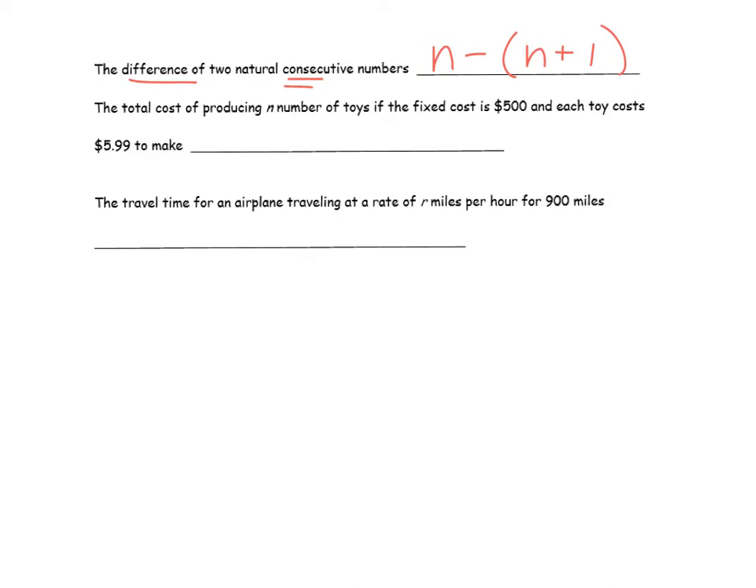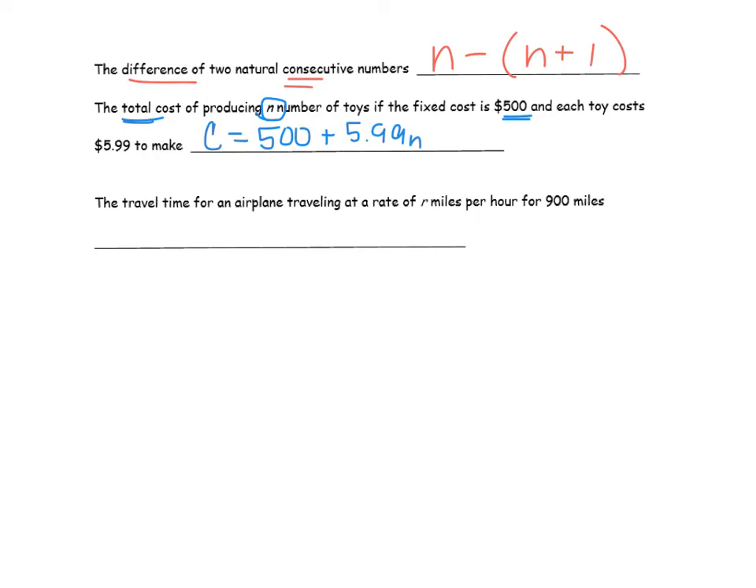The total cost of producing n number of toys if the fixed cost is $500 and each toy costs $5.99 to make. So now we have to kind of figure out what we want our variables to be. We want the total cost, and we have number of toys produced. So I'll do C for total cost, and I'm going to set that equal to, kind of using the rest of the information on the right to generate a formula. The fixed cost is $500. That means just to get started, we have to spend that much money. And then it says each toy costs an additional $5.99 to make. If there are n number of toys, we have to add that to the cost, 5.99 times n. That would be the total cost of production.